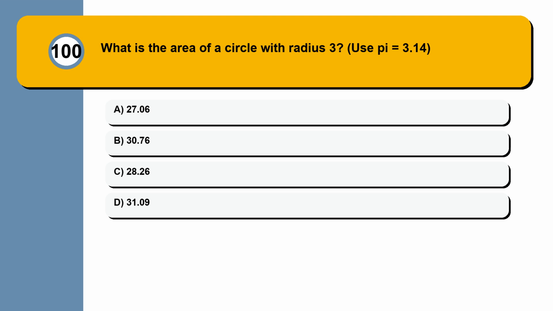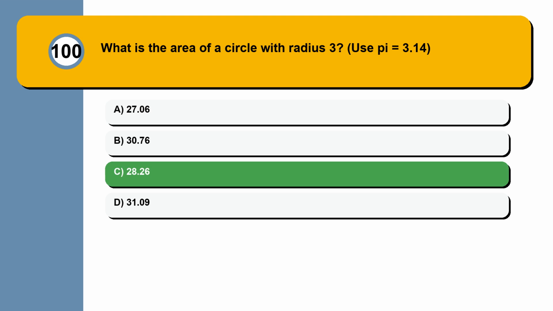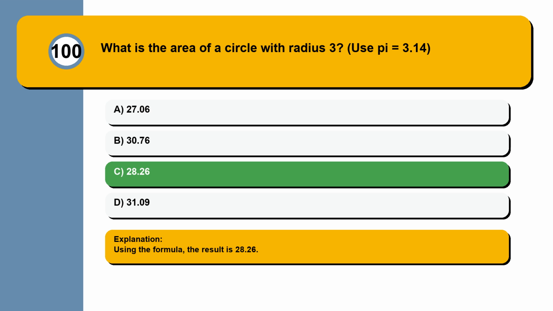Question 100. What is the area of a circle with radius 3? Use pi equals 3.14. 27.06, 30.76, 28.26, 31.09. Using the formula, the result is 28.26.